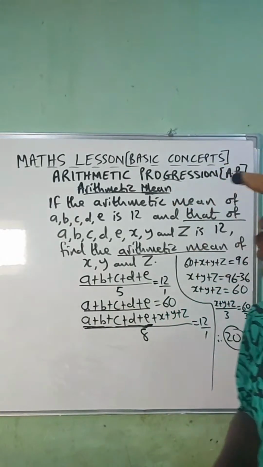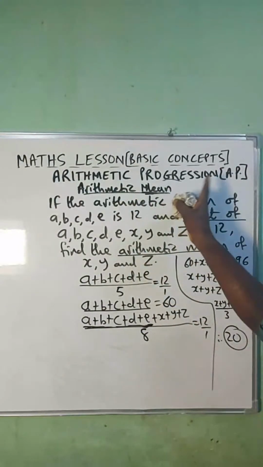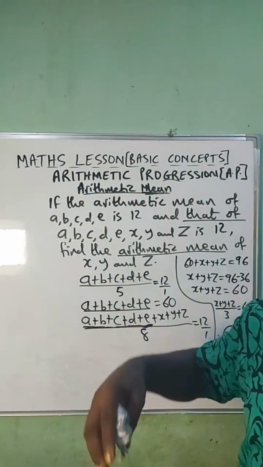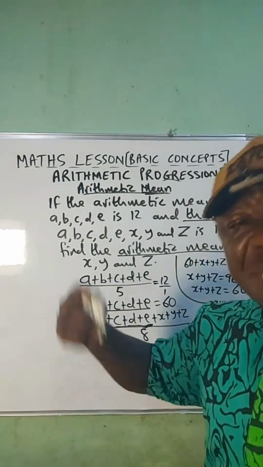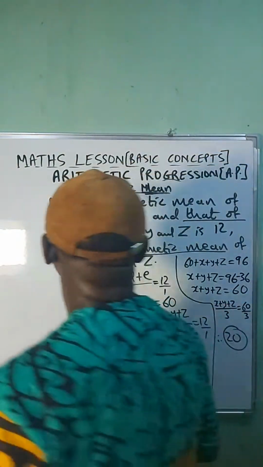So let's proceed. The next thing we're going to look at now is that AP can result to simultaneous equations. Simultaneous equations are 2 or more equations that are solved at the same time. One cannot be solved without the other. So AP can result to simultaneous equations. So let's look at it.